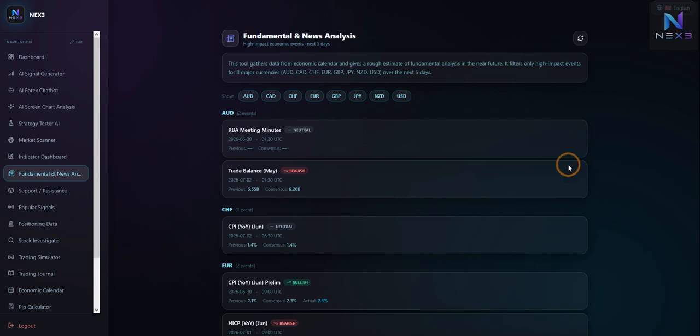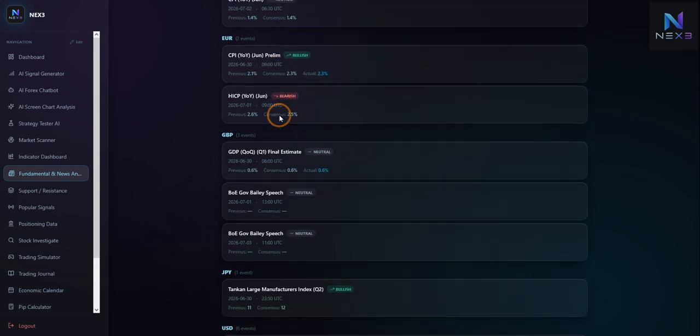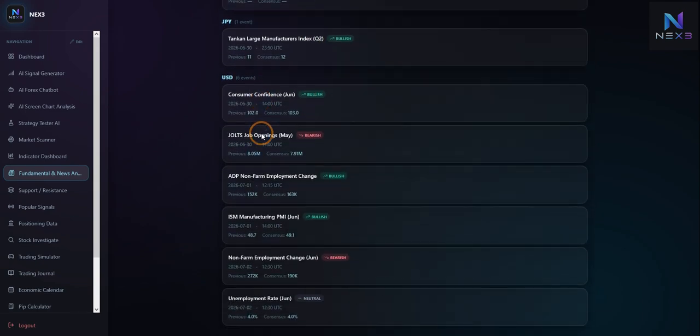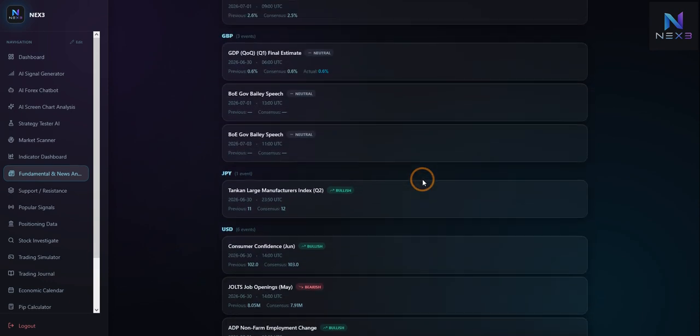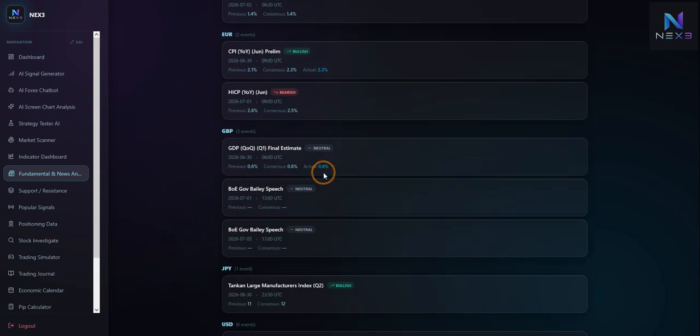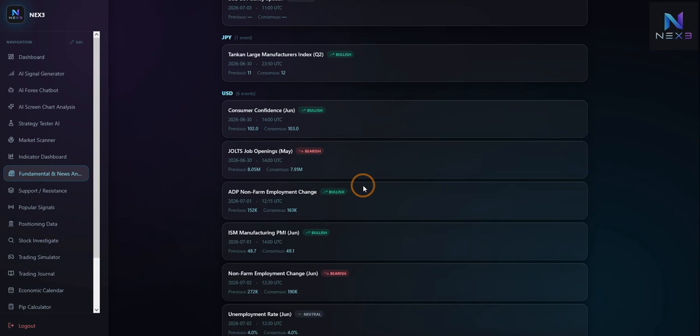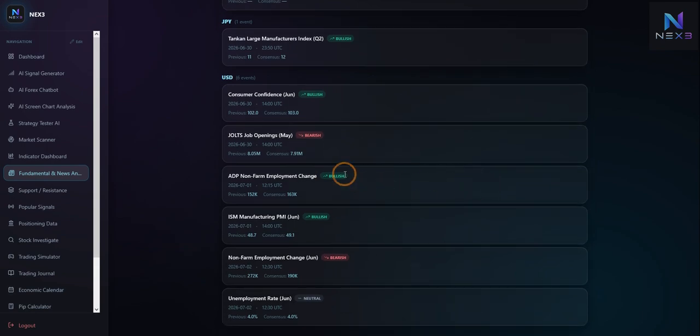Fundamental and News Analysis. The Fundamental and News Analysis tool keeps you safe from black swan economic events. It automatically displays a scheduled list of high-impact economic events, but it goes further by parsing AI-generated Forex headlines. It tags each news item with a specific sentiment score, bullish, bearish, or neutral, allowing you to verify fundamental data alongside your technical charts.